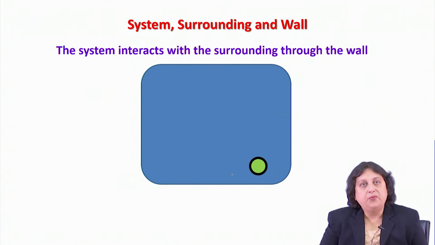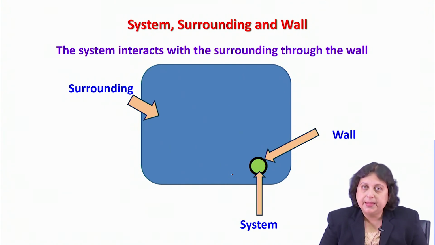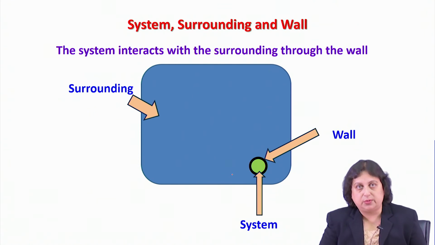And therefore, we understand that the essential concepts in thermodynamics are given in terms of the system, surrounding, and something else. As you see, my system, which is my green circle, and the surrounding, which is the rest of the blue box, are separated by what is known as the wall. So what is a wall? Wall surrounds the system and differentiates it from the rest of the universe, which is constituted by the surroundings.